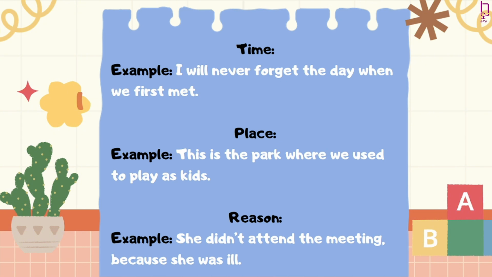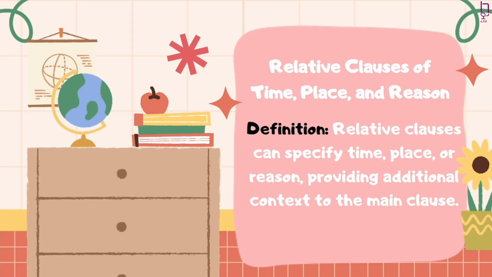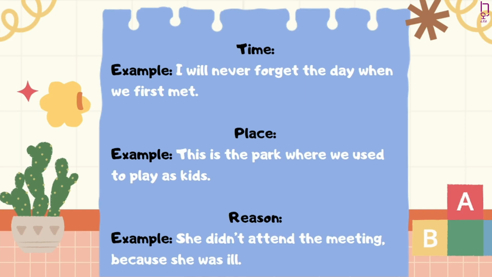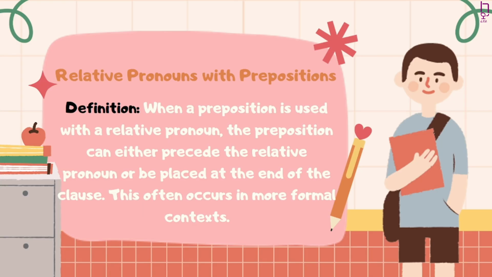So you can see how we use relative clauses for time, place, and reason. Now, relative pronouns with prepositions. When a preposition is used with a relative pronoun, the preposition can either precede the relative pronoun or be placed at the end of the clause. This often occurs in a more formal context.